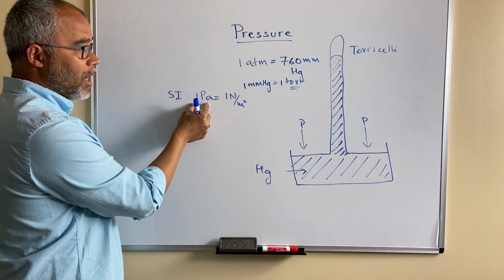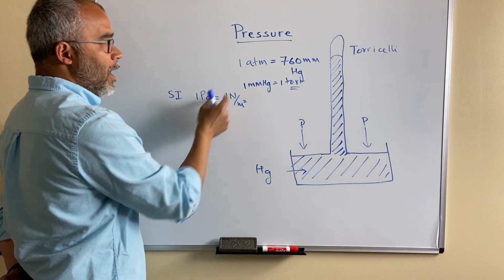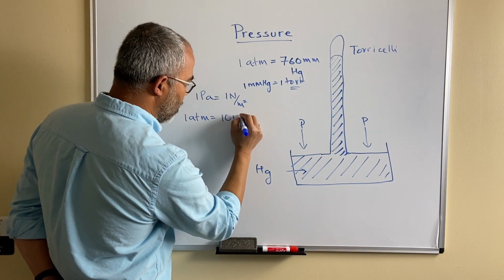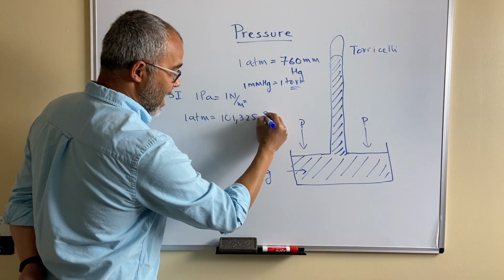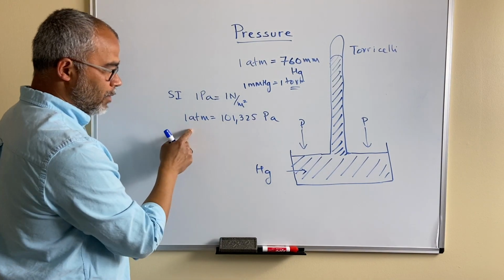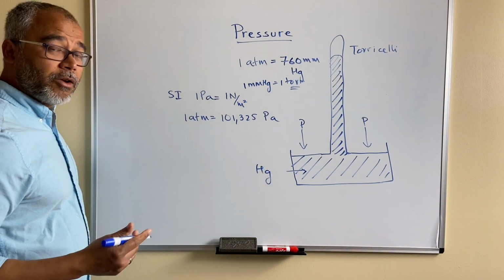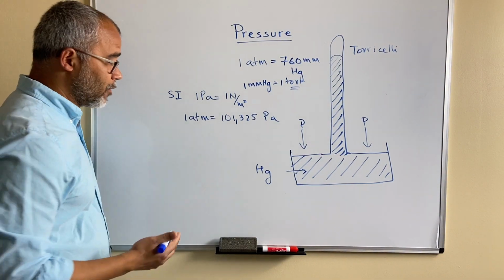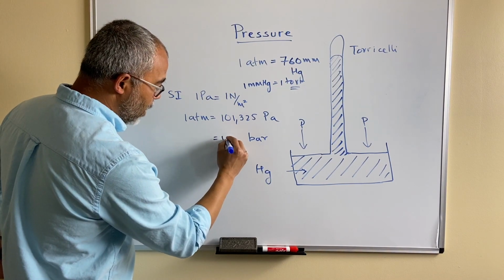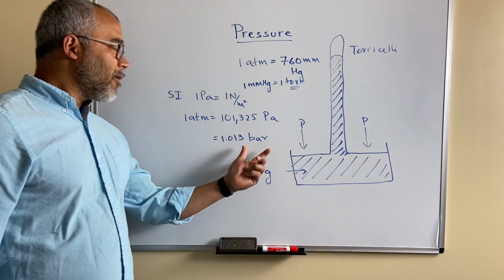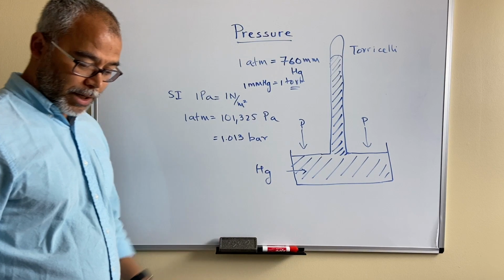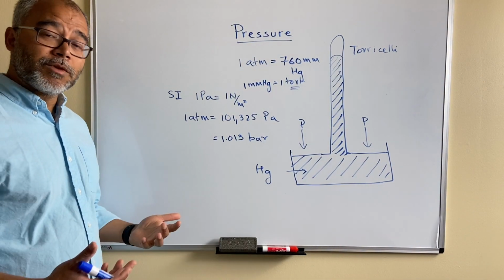Now we have to compare how does Pascal compare to millimeters mercury and then atmospheres, okay? So it turns out 1 atmosphere is equal to 101,325 Pascal. So a Pascal is very, very small compared to an atmosphere, okay? So that's the relationship between atmospheres and Pascal. And then there is another unit of pressure that you will encounter from time to time. It's called a bar, okay? And 1 atmosphere is equal to 1.013 bar, okay? So 1 bar is approximately the same as 1 atmosphere, okay? Now, if you want to get very technical, then it's 1.013, okay? And that's pretty much what you need to know in terms of pressure and its units.